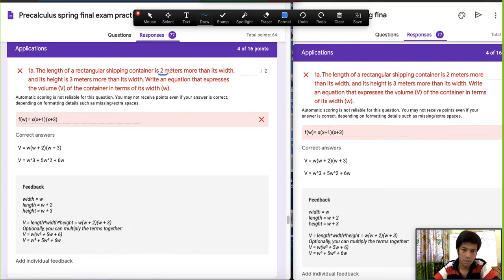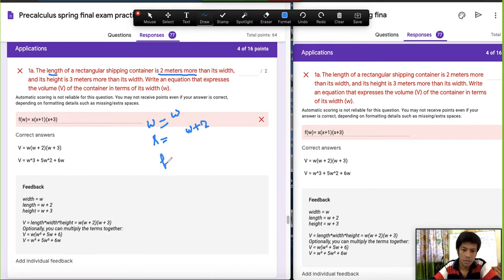As you can see here, the length is 2 meters more. So length equals width plus 2. Let's say the width is W, so the length will be W plus 2. You can bring another variable also, no problem. We can say width equals x, then the length will be x plus 2. I think you know that.